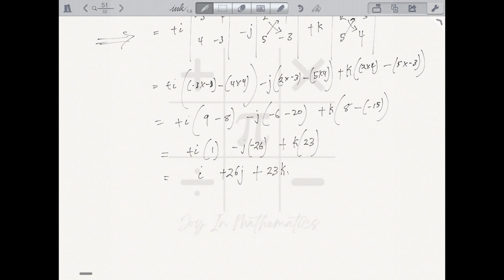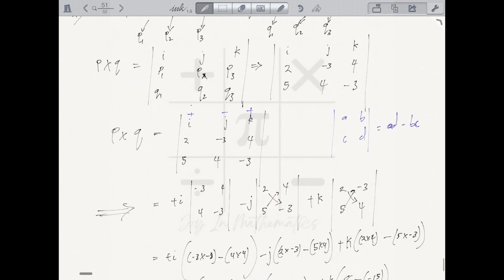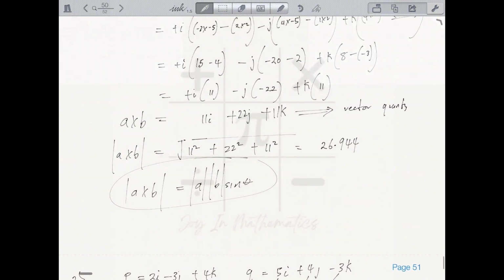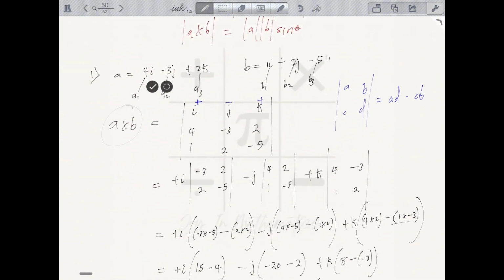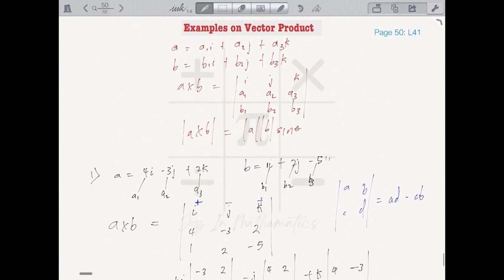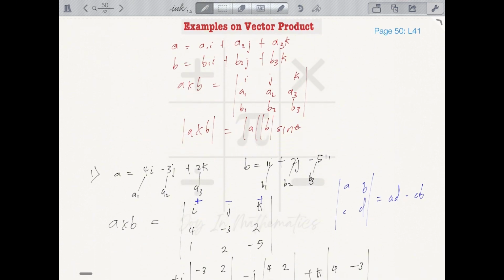So we have seen how to evaluate the cross product of P and Q. We have also seen how to evaluate the cross product of A and B. And all we did was apply the principle of solving it like a determinant of a 3 by 3 matrix. Now let's take an exercise on vector product.